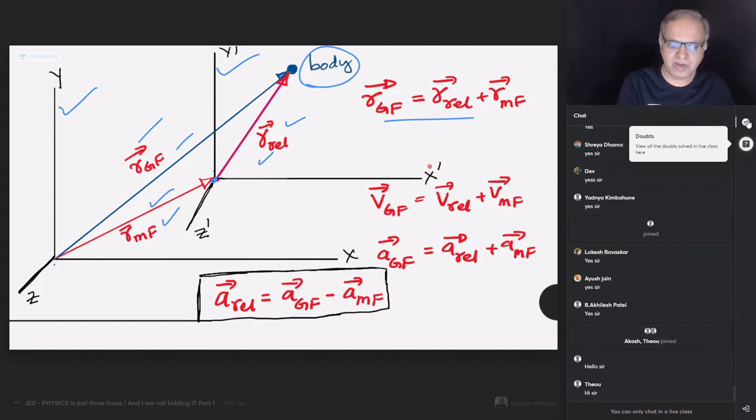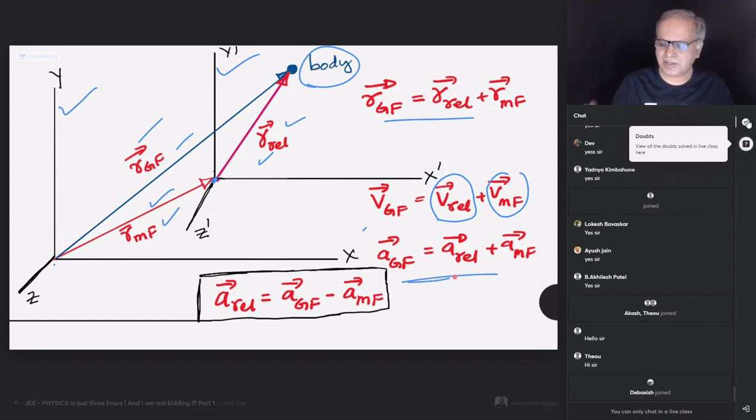The law of triangle of vectors gives you this plus this is equal to this. Differentiate, you'll get the velocity of this person with respect to the ground frame, which is the velocity of the person relative to the moving frame plus the velocity of the moving frame. Differentiate it, you get the acceleration relation. These are actually called Galilean transformation equations.